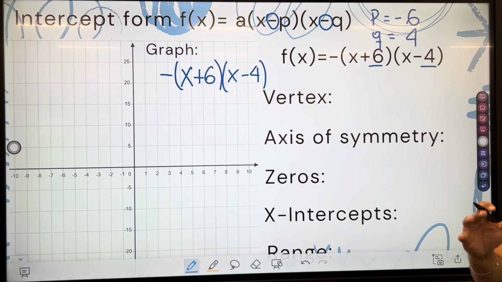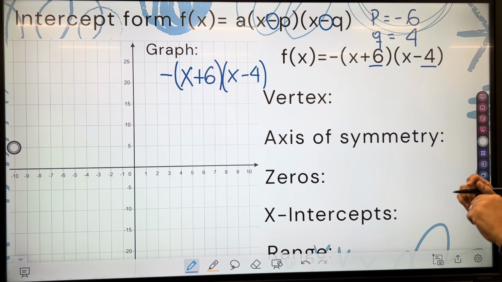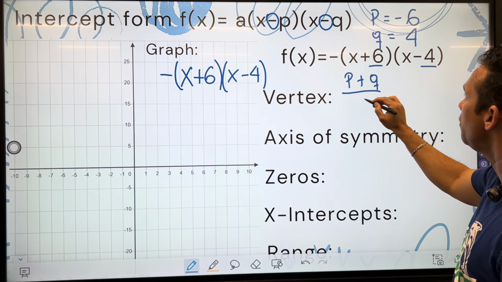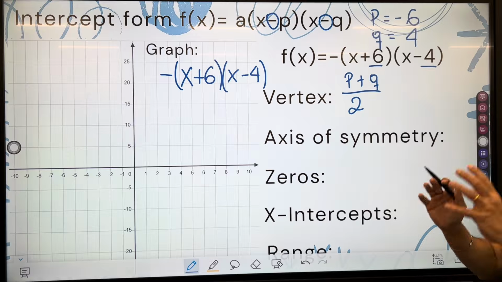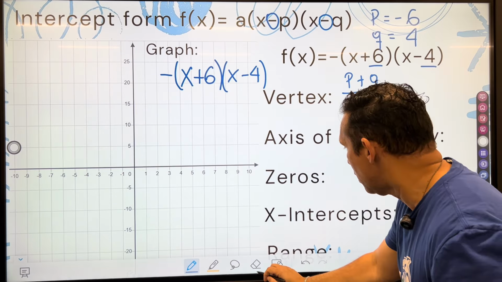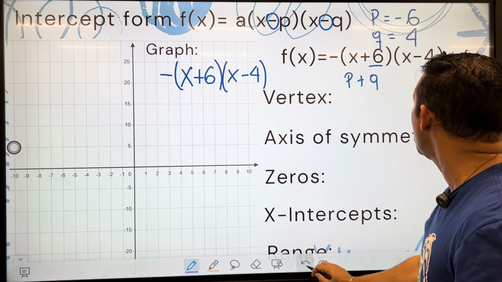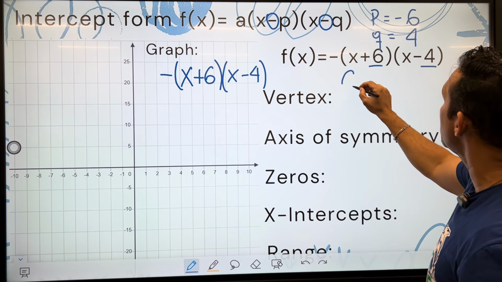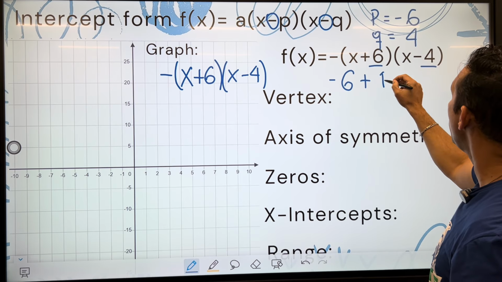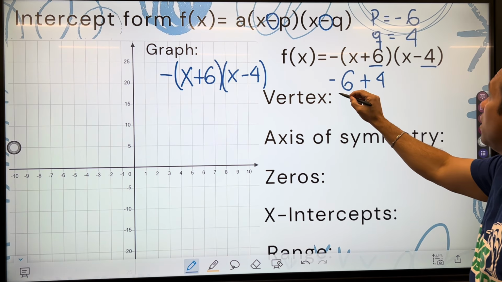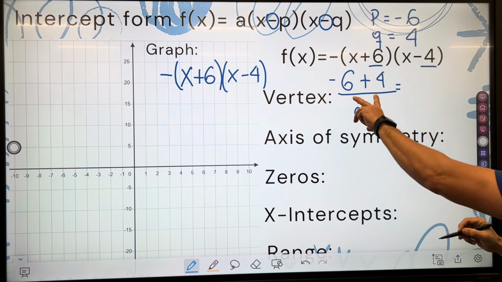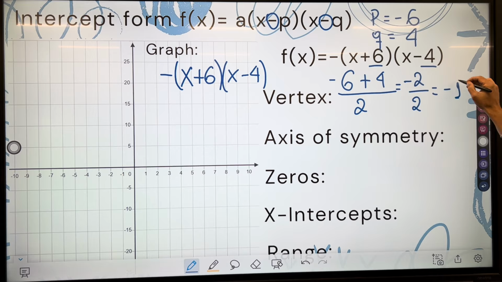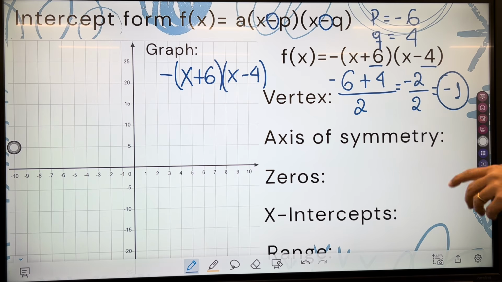So how do we find the x vertex? We have to add p plus q and divide it by 2. That's always p plus q divided by 2. Let me clean this because we need some space in here. So then we have -6 plus 4. Remember, p is -6, q is 4. So if we do -6 plus 4, that's -2, and then divided by 2, -1. Wow, we find the x vertex.